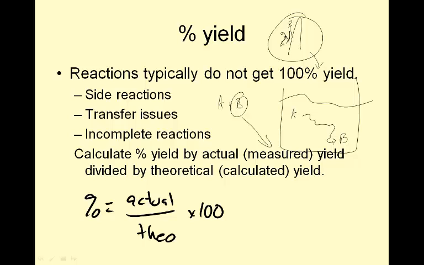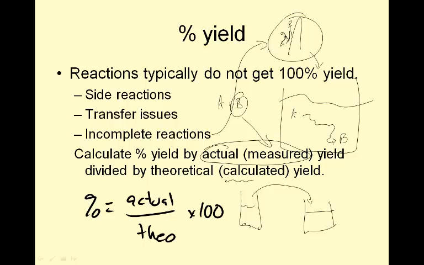So there you go. The other thing is transfer issues. If I'm trying to pour all of the water from here to here, doesn't it never work? There's always like a drop or two. So we lose some of that stuff. This would be the incomplete reactions. They never meet. Calculate percent yield by actual, measured yield, divided by theoretical, or calculated yield. So actual yield, which is measured, and theoretical yield, which is calculated, that's the stoichiometry part.